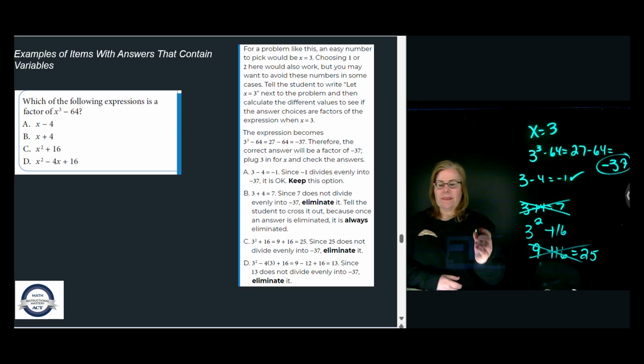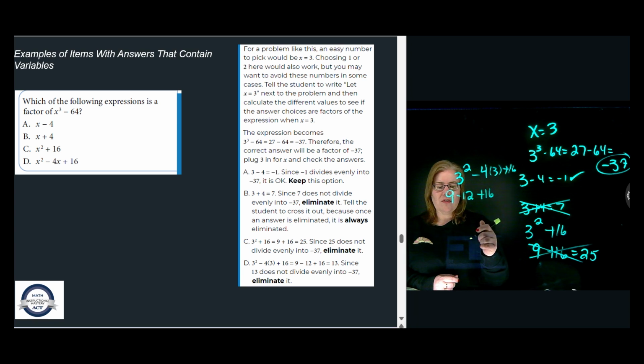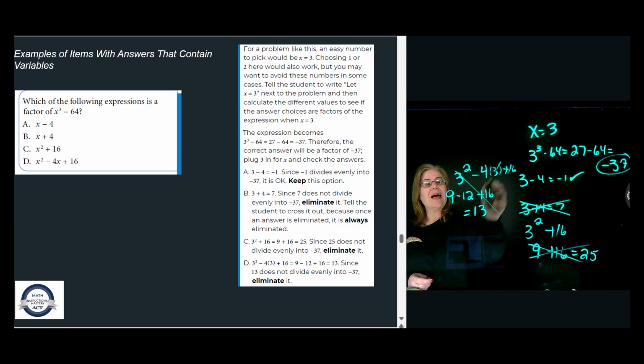So let's look at the next one. So I have 3 squared minus 4 times 3 plus 16. So I have 9 minus 12 plus 16. So when I have 9 minus 12 plus 16, I get 13. Well, is 13 a factor of negative 37? It's not. So I eliminate that one, so my only possible answer choice could be A.